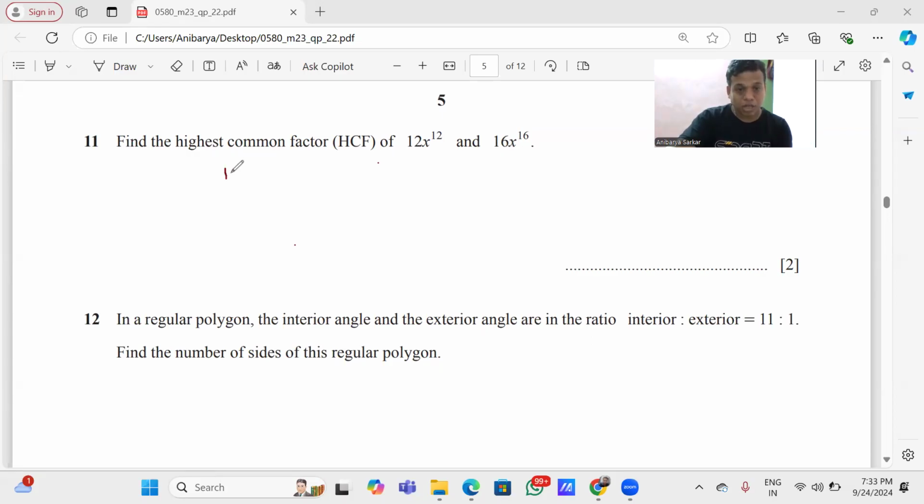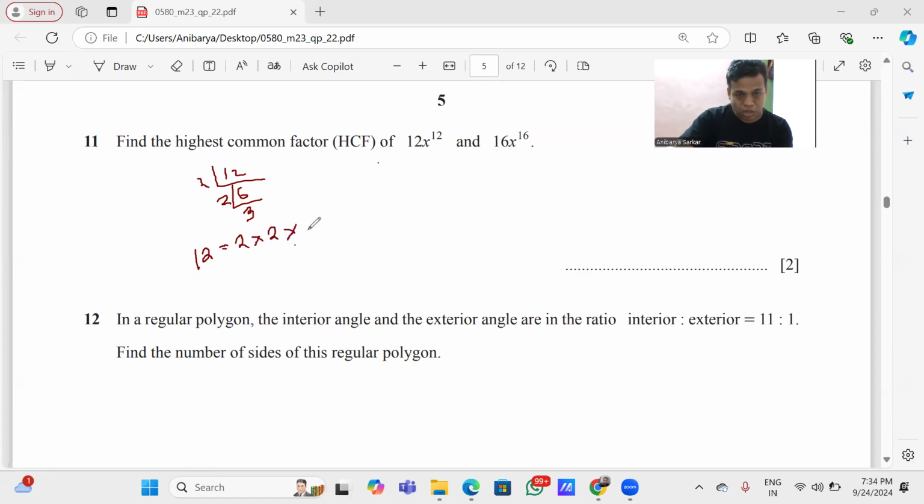So first, find the factors of 12. We all know that 12 divided by 2 is 6. Again, 6 divided by 2 is 3. So 12 equals 2 into 2 into 3.